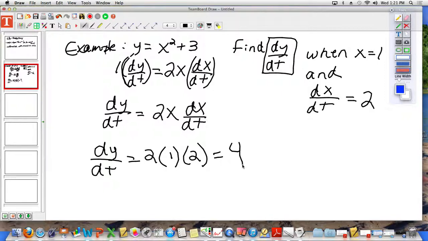And tomorrow when we start putting it to use, you're going to be given this information, but you have to figure out, of the pieces of information, which one is the x and which one is the dx dt. But I don't think it's going to be a huge deal, okay?